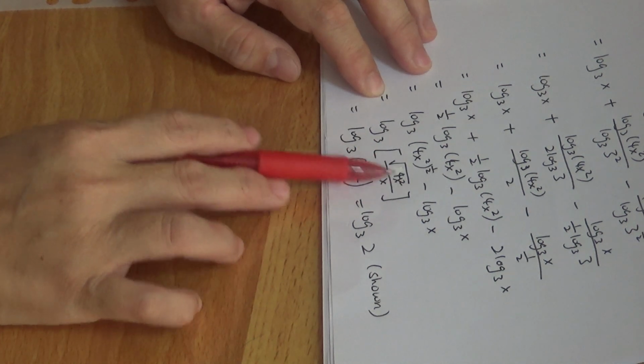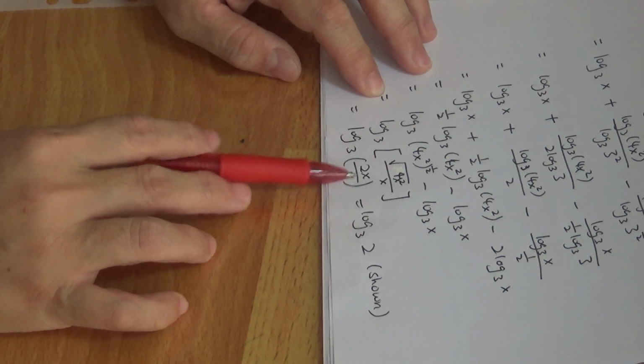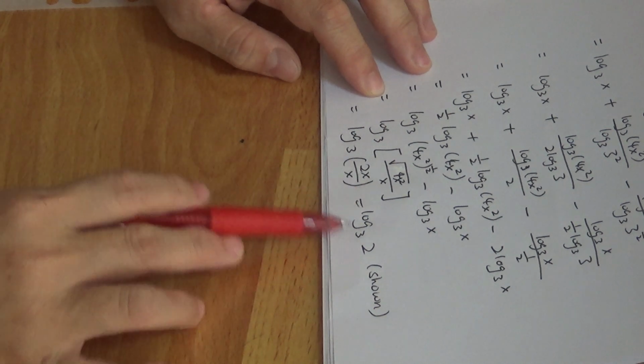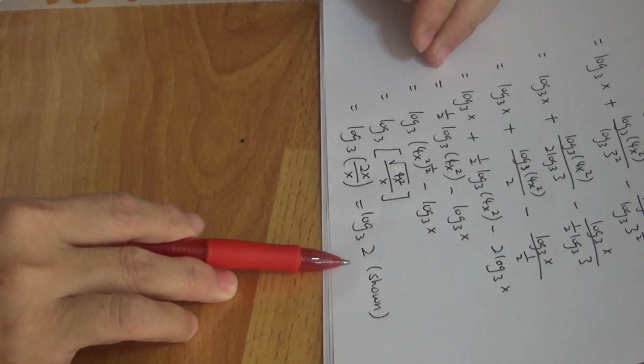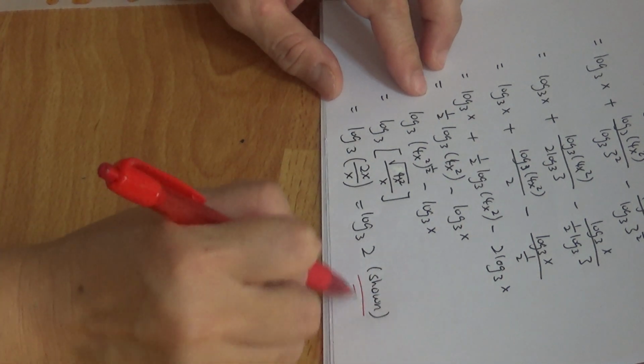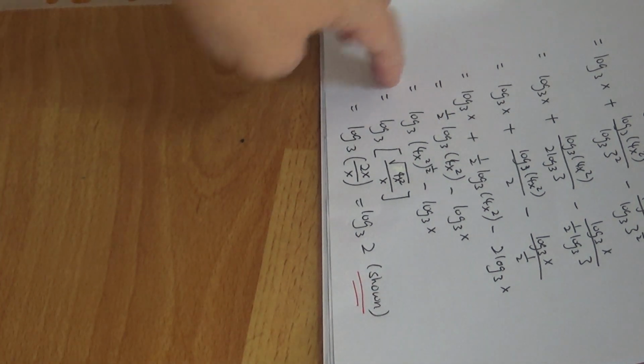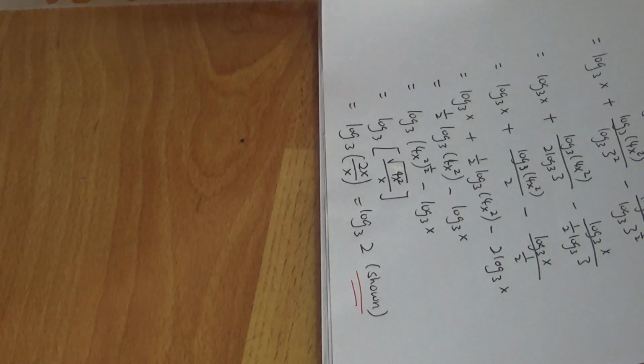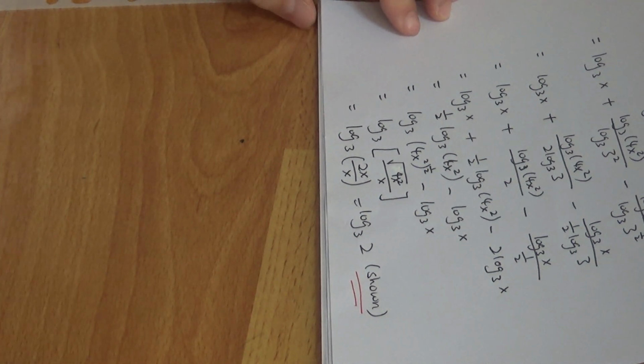So the square root of 4x squared is 2x over x. x and x cancel. I will get log 3, 2. So it's shown. Alright. That will be your example 19 on page 116.